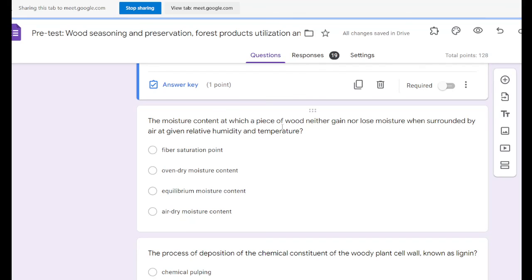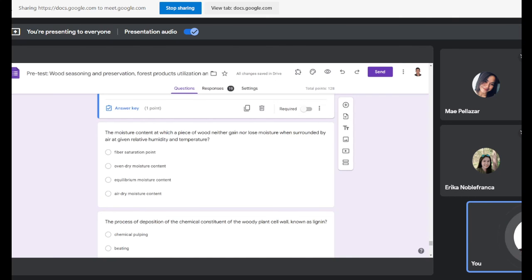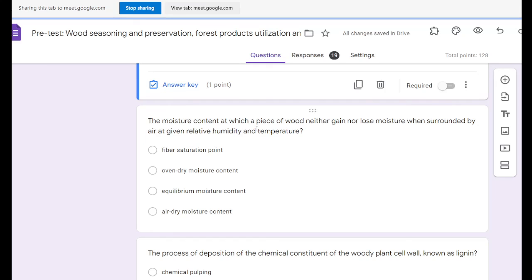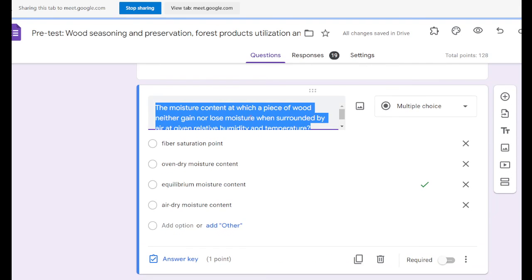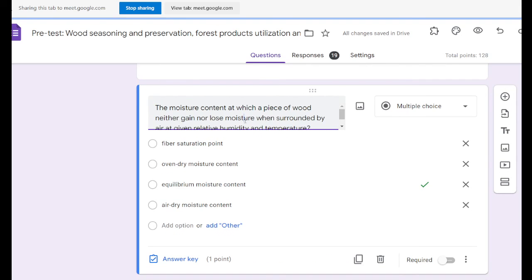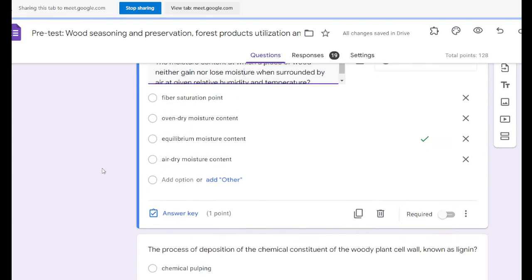The moisture content at which a piece of wood neither gains nor loses moisture when surrounded by air at a given relative humidity and temperature. So what's the answer? Erika. Equilibrium moisture content, sir. Yeah, EMC or equilibrium moisture content. That's correct. Meaning it is balanced with the atmospheric moisture.